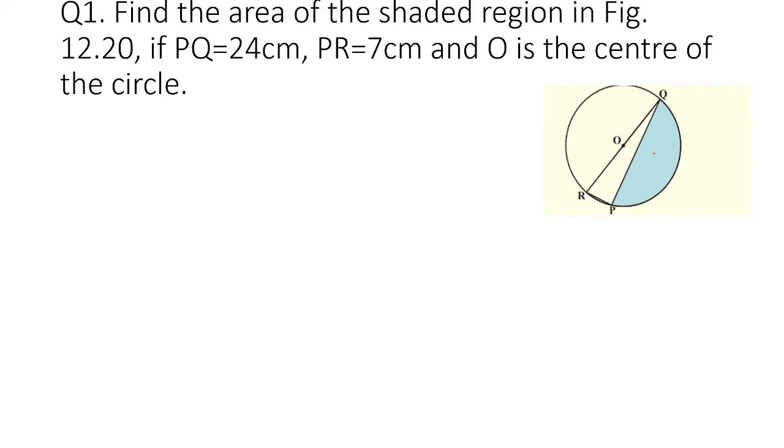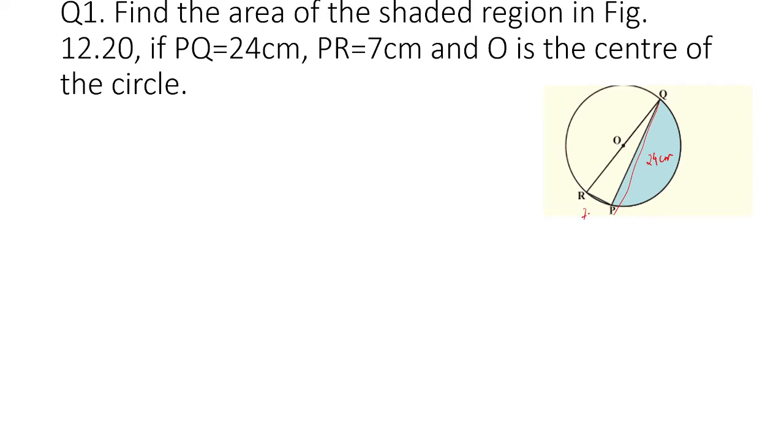So the first question that we have here is this: find the area of the shaded region in figure. This is the figure which is given to us, and it is given that PQ, this line, is 24 centimeter. And PR, that is this straight line, is 7 centimeter.